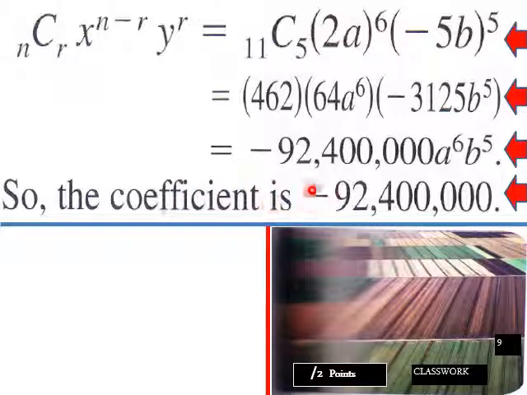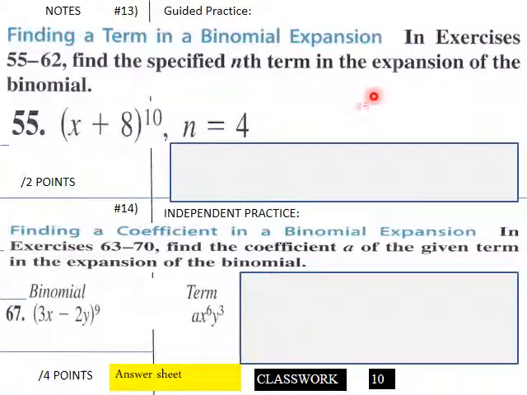So the coefficient is negative 92,400,000. Let's try one now. Find the specified nth term in the expansion of this binomial here, x plus 8 to the 10th. And then we want to find the fourth term here when n equals 4.